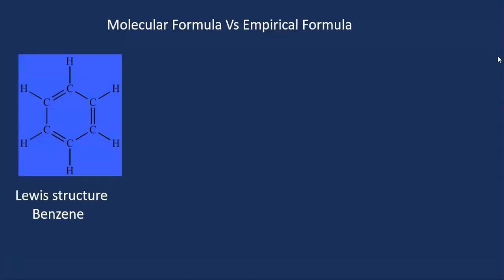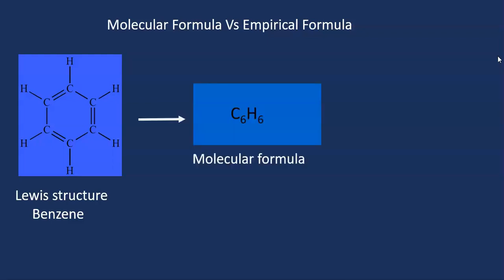I'll use benzene as an example. Benzene has a 6-membered aromatic ring as a Lewis structure. The structure has got 6 carbons and 6 hydrogens. Typically in chemistry, we don't use Lewis structures. For example, when you're writing chemical equations, it is more convenient to use molecular formulas of compounds. The molecular formula of benzene is written as C6H6.